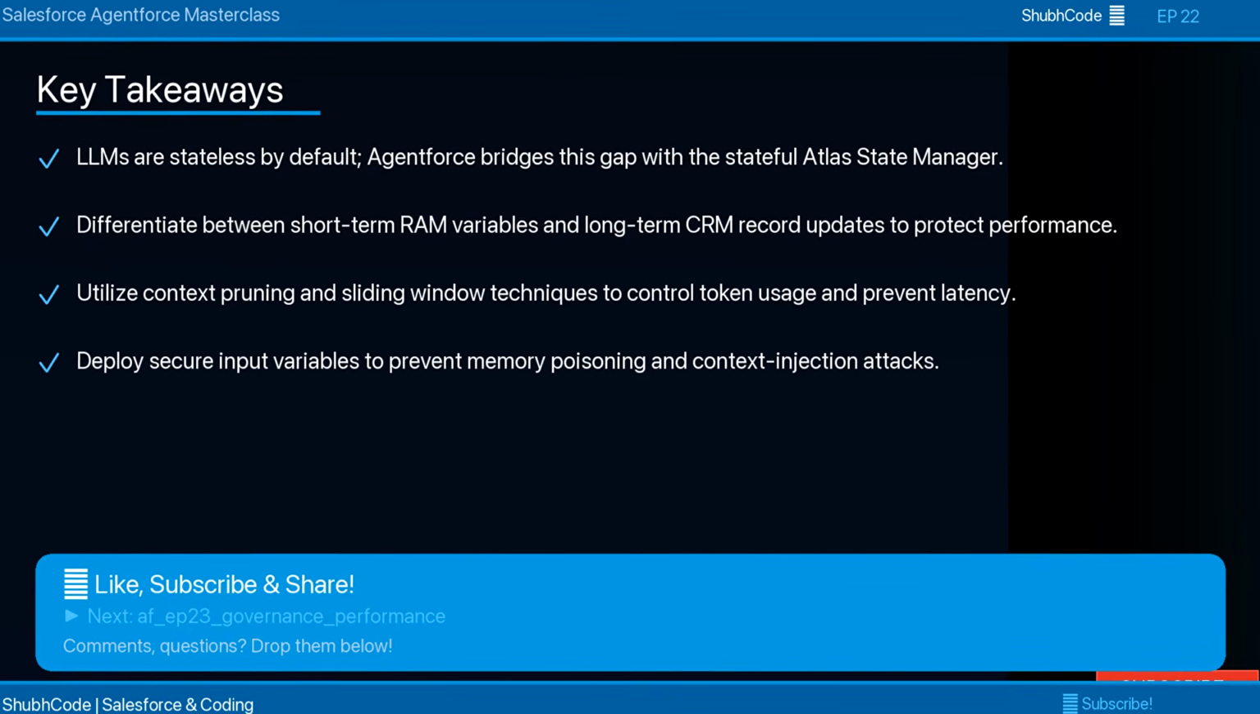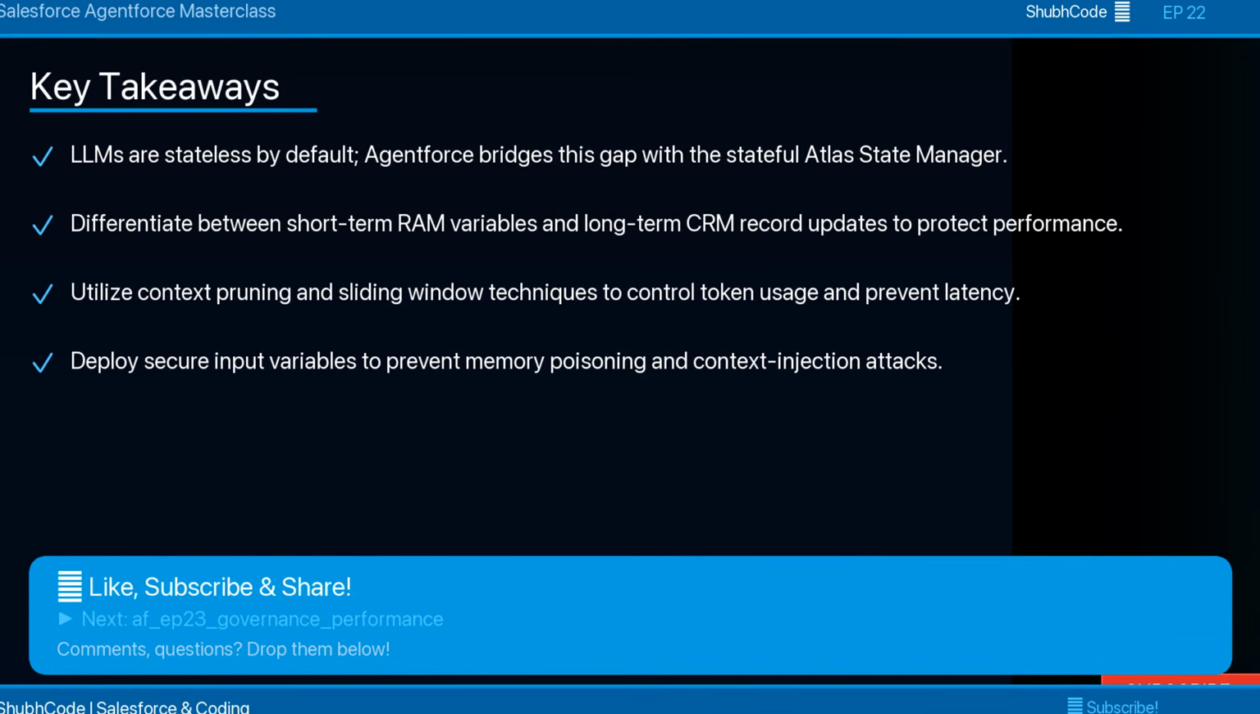Alright, let's wrap up. Here are the key things to remember. LLMs are stateless by default. Agentforce bridges this gap with the stateful Atlas State Manager. Differentiate between short-term RAM variables and long-term CRM record updates to protect performance. Utilize context pruning and sliding window techniques to control token usage and prevent latency. Deploy secure input variables to prevent memory poisoning and context injection attacks.